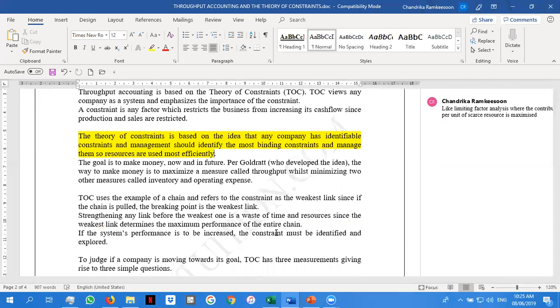Theory of constraints uses the example of a chain. Now, this example is not my example, it's actually the example used by Goldratt, but I'll explain it. It's quite a good example. Theory of constraints uses the example of a chain and refers to the constraint as the weakest link, since if the chain is pulled, the breaking point is the weakest link. Strengthening any link before the weakest one is a waste of time and resources, since the weakest link determines the maximum performance of the entire chain. If the system performance is to be increased, the constraint must be identified and exploited.